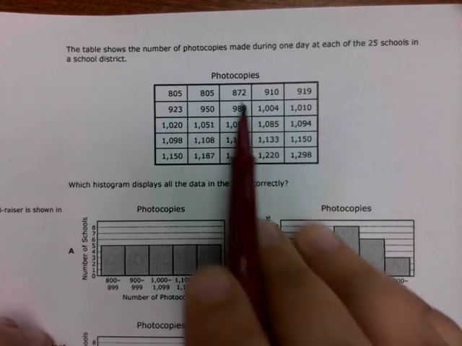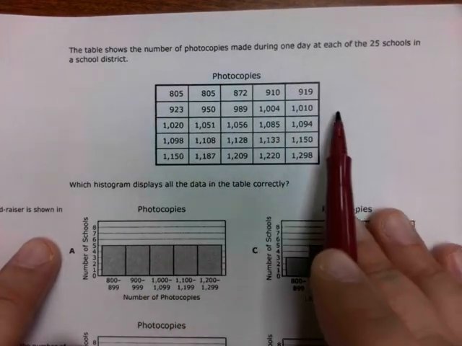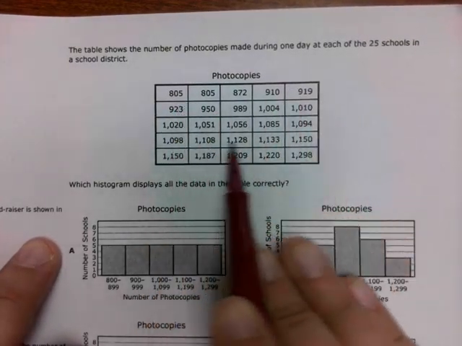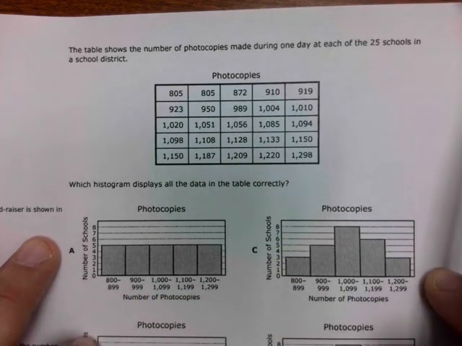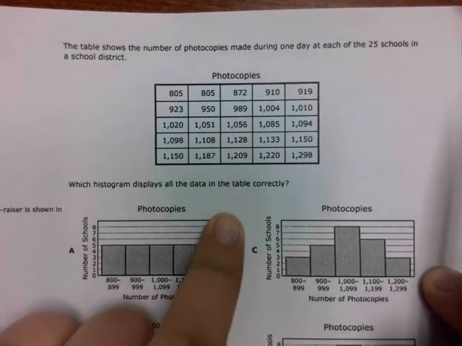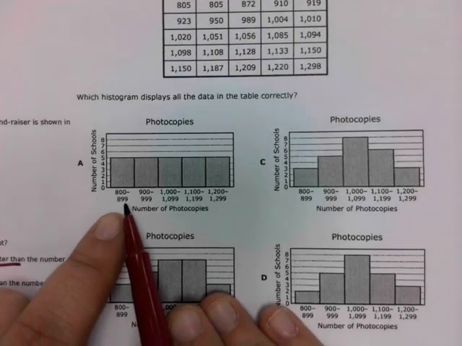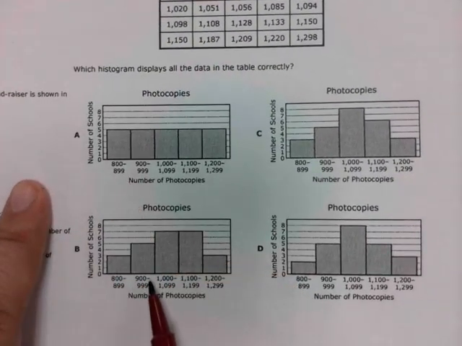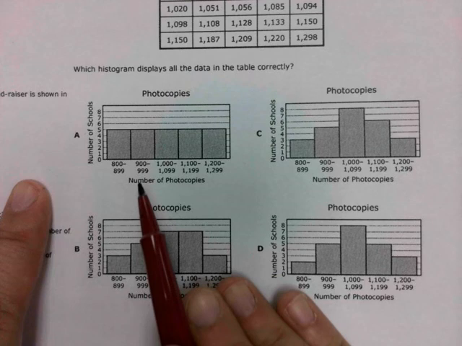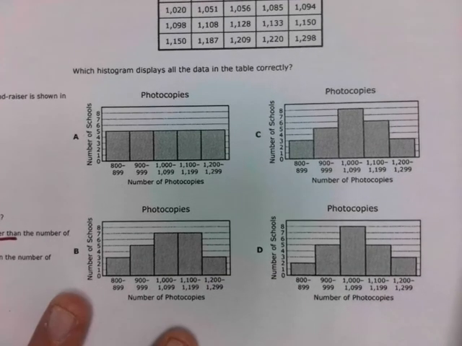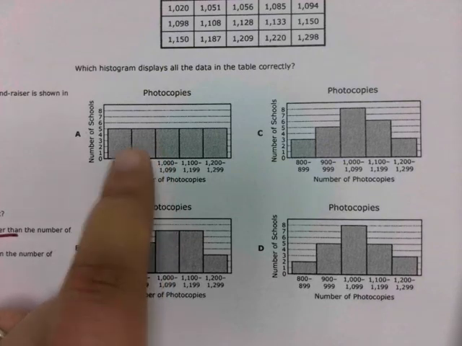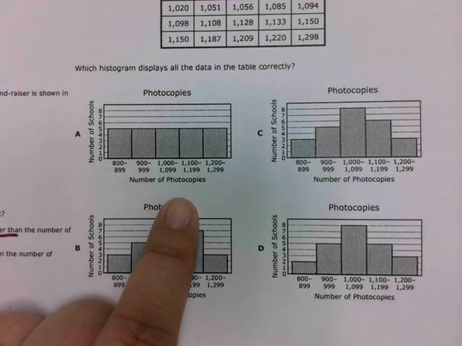Now, one thing that was very nice about this problem is that it gave me a table and they're already in order for me. I don't have to worry about putting them in order. They're already done that part for me. Which histogram displays the data in the table correctly? Notice we've got the same exact intervals down here for every single thing. So all I gotta do is focus on one and be done. I don't think this is going to be correct. I don't think they're all going to be equal, but let's go ahead and figure it out.